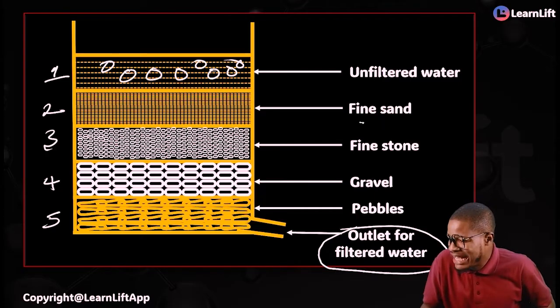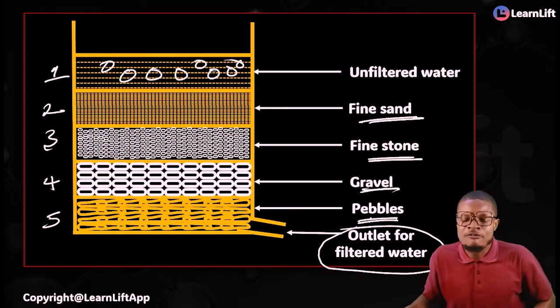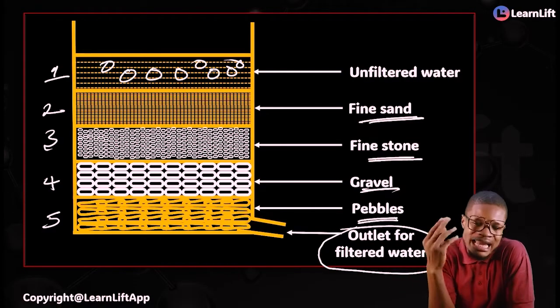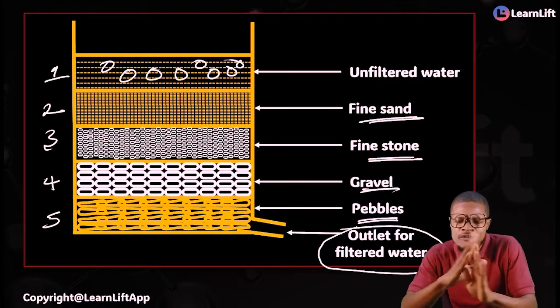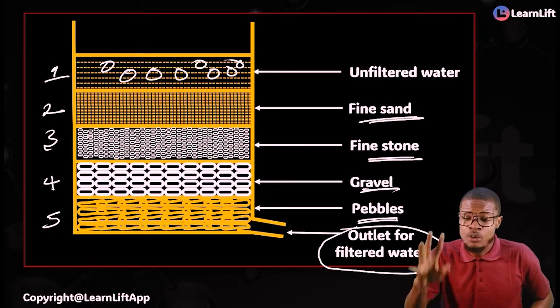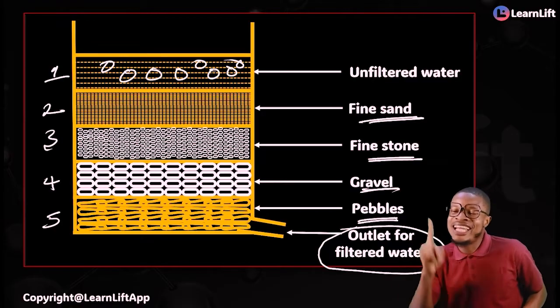So your fine sand, your fine stone, your gravel, your pebbles, all of them will help in filtering the unfiltered water. At the end of the day, what you have is your filtered water. And this is what we use for industrial usage. Is it making sense? These are the advantages of your filtration. If you get this very quickly with me, that means you are doing extremely well.